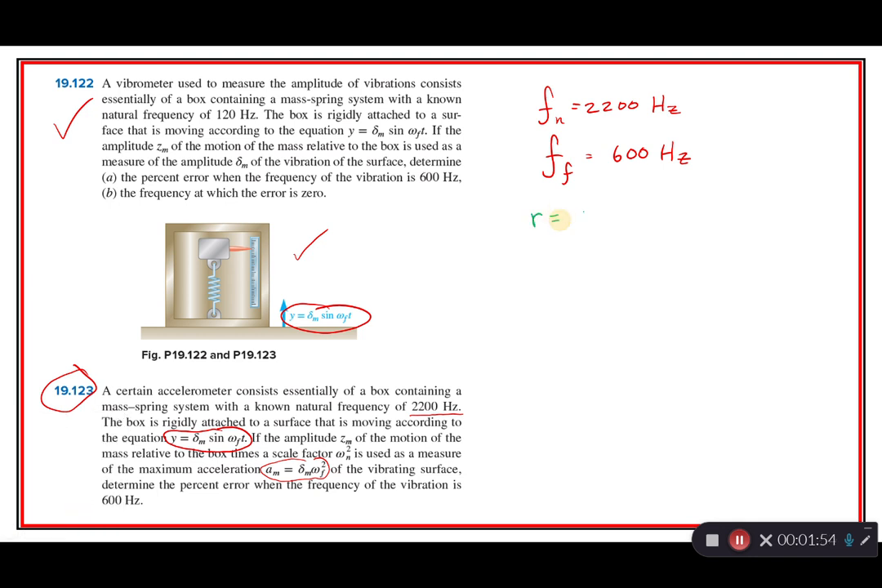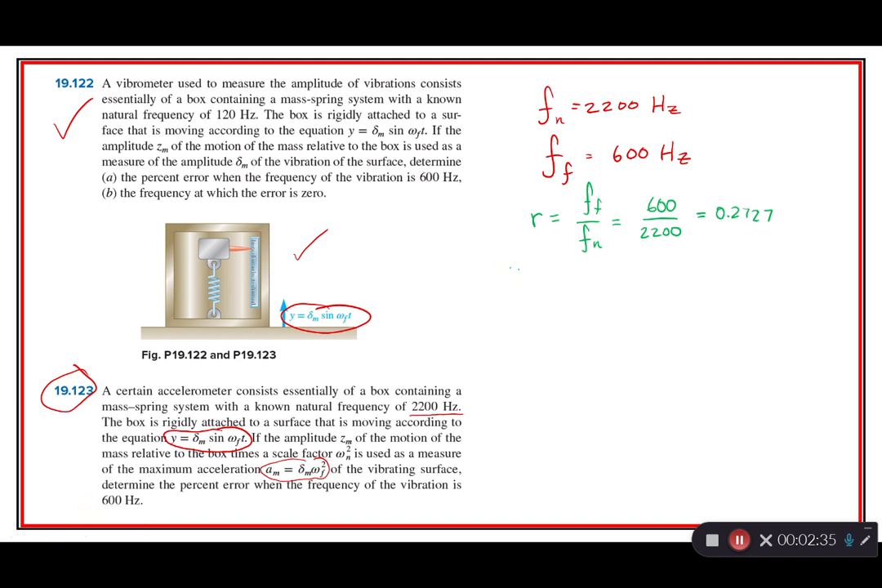So we'll find an R for this, which is the forcing frequency over the natural frequency, 600 divided by 2,200, which is going to be 0.2727. That's pretty close to 0.2. So I'm very tempted to say, okay, let's say that this is an accelerometer and use that equation. First off, I will do the velometer or vibrometer equation.